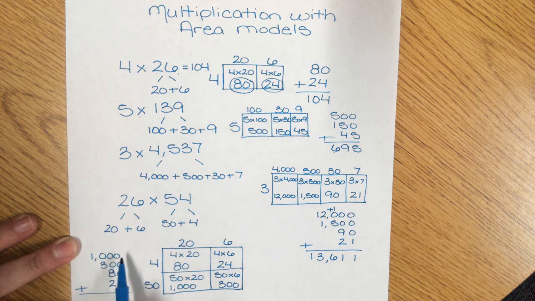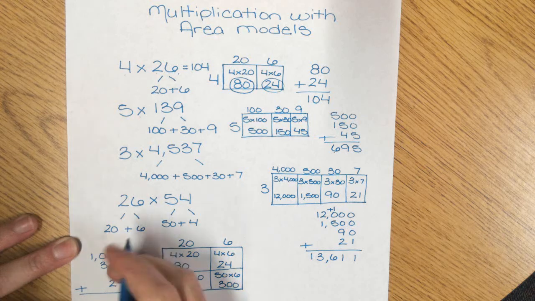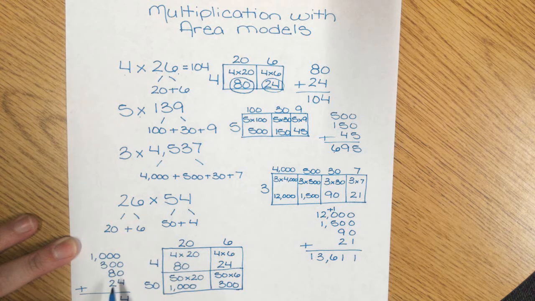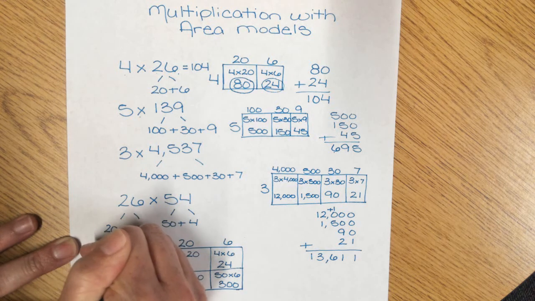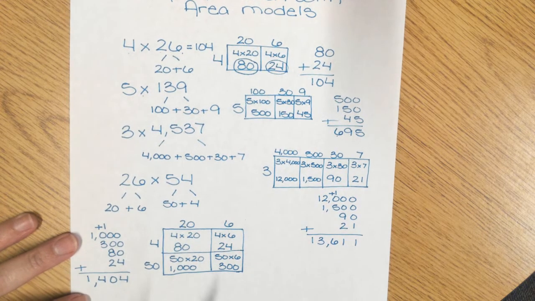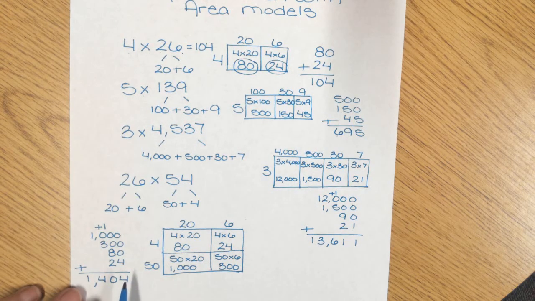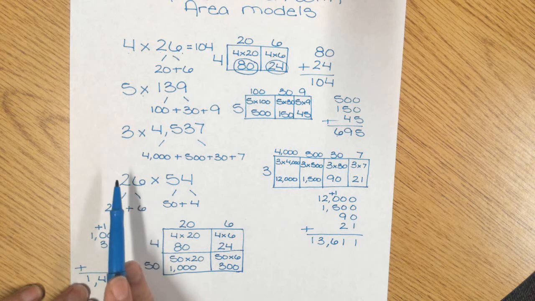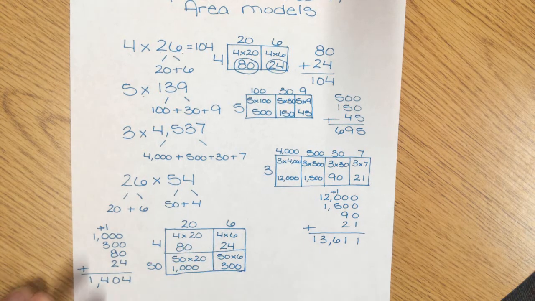all together. 0 plus 0 plus 0 plus 4 is 4. 8 plus 2 is 10, plus 0 plus 0 remains a 10. To regroup my 1, 3 plus 1 is 4. Bring down my comma, and my 1 plus nothing gives me 1. So my answer is 1,404. That's my answer to 26 times 54.